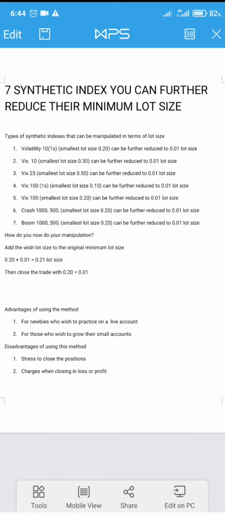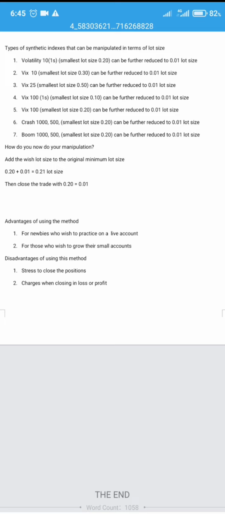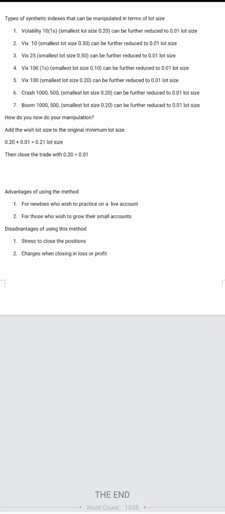So all these are the 7 indices we can further do: Crash and Boom, Volatility 100, Volatility 100 (1s), and so on and so forth. The minimum we can reduce to, apart from the original minimum lot size, is 0.01. So I'm going to be showing how we further reduce this lot size to 0.01. How do you do the manipulation? Because I call it manipulation, since it's not the original lot size and you have to twist it to get this.